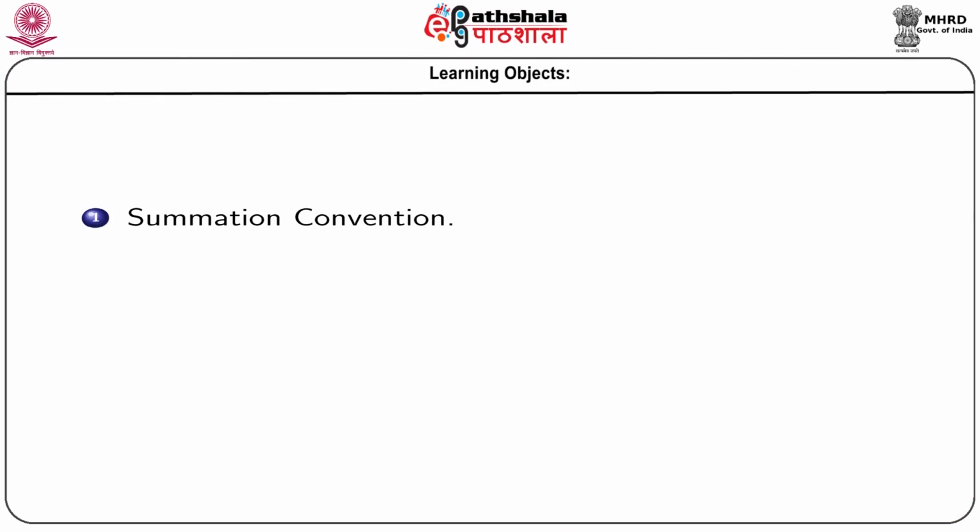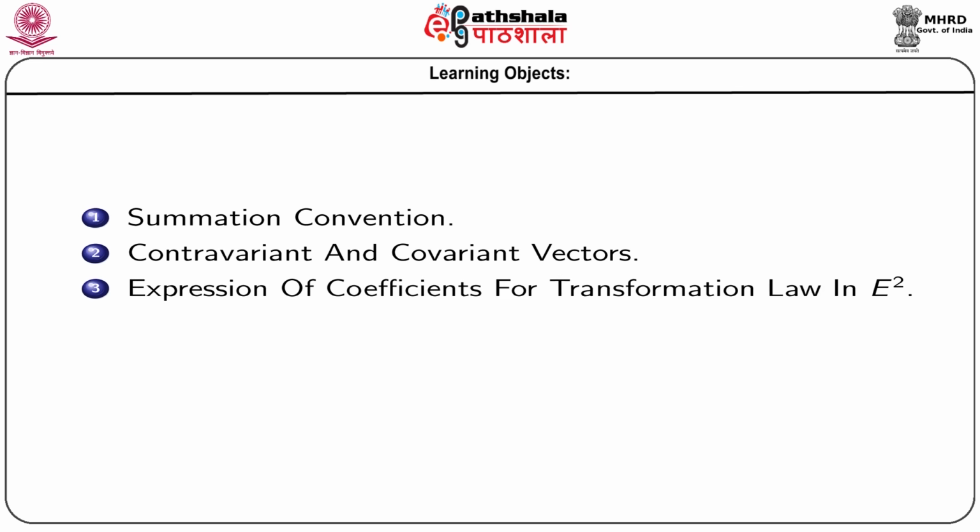In the first chapter, our learning objects will be, first, the summation convention, which was given by Albert Einstein. Second learning object is contravariant and covariant vectors. Third learning object is expression of coefficients for transformation law in E2.